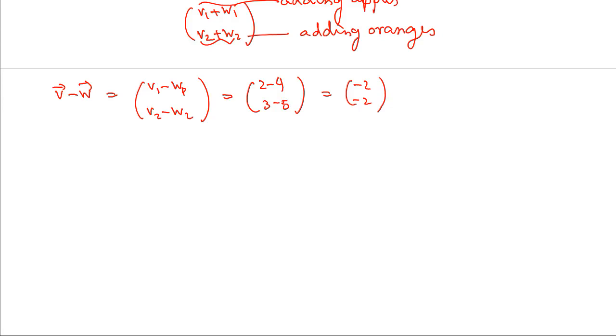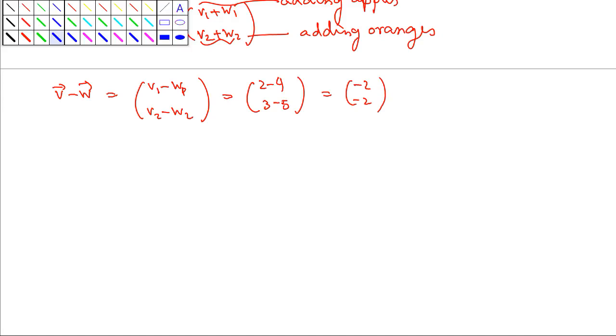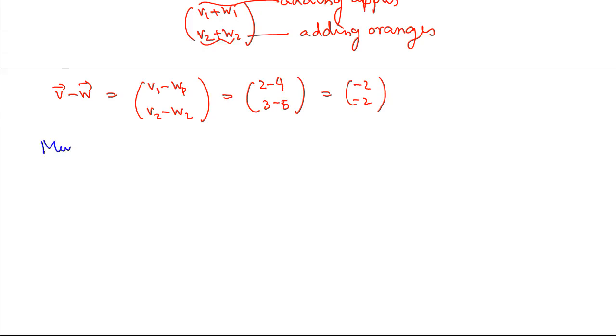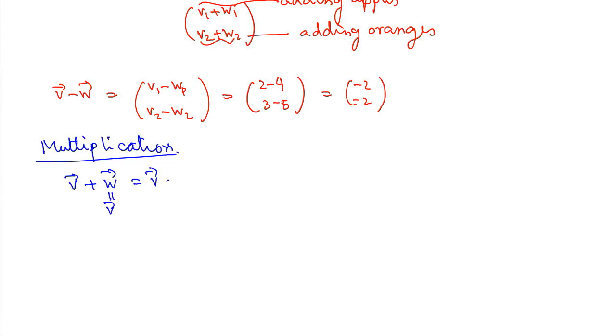Now let's look at multiplication. Let's switch the color to green. Okay, multiplication. So multiplying. Let's try adding the same vector to itself. What do we get? Usually we do v, w if we have 2 vectors, and suppose w is exactly equal to v, the same thing itself. Then how do we add?